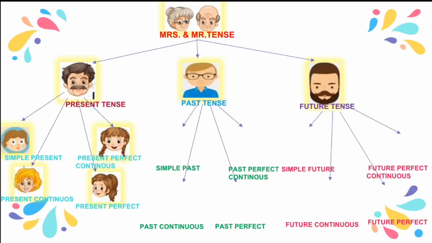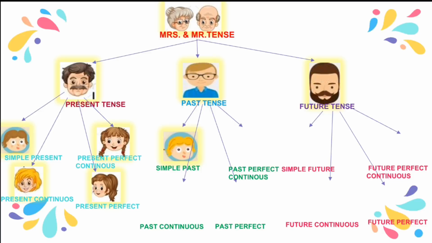Likewise, past tense also has 4 children. Let's see who they are. The first one is simple past. We are all known by our surname, and we also have a father's name, right? So like that, simple past. Simple is the child's name and past is their father's name. Simple past. And the second girl is past continuous.